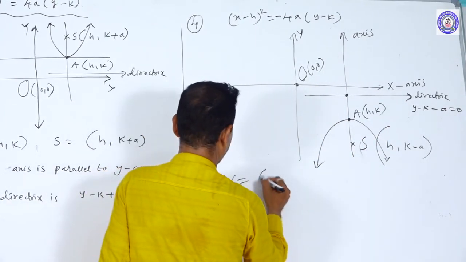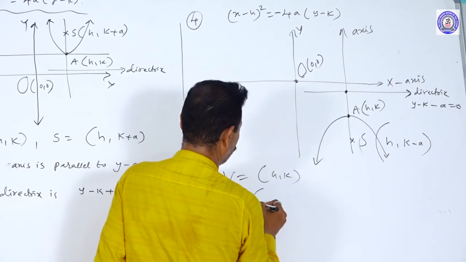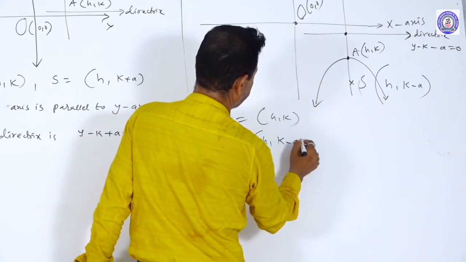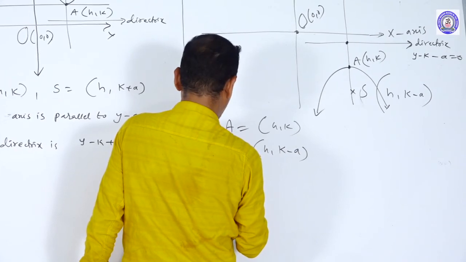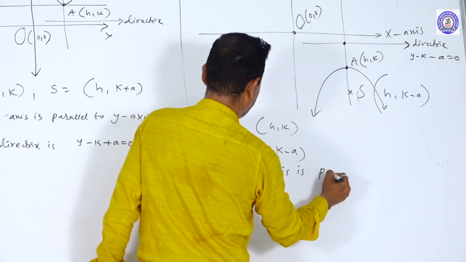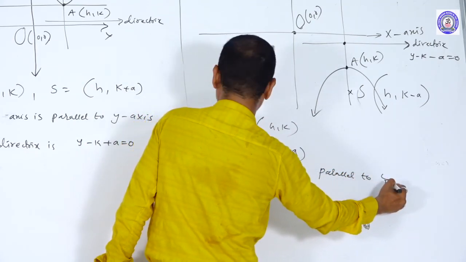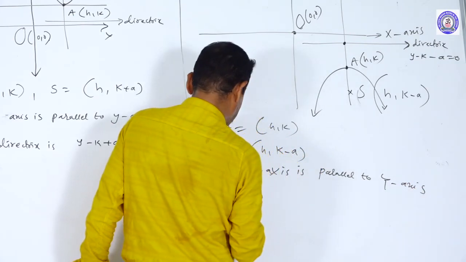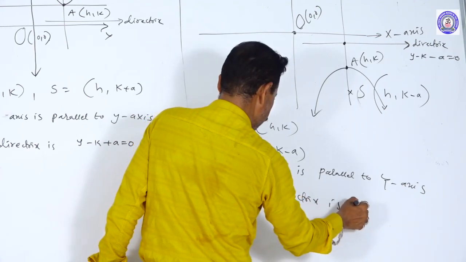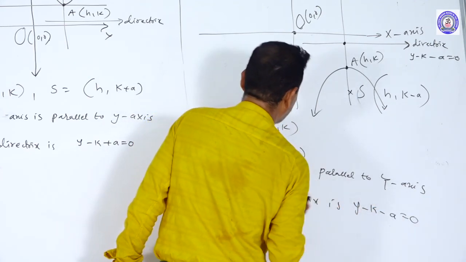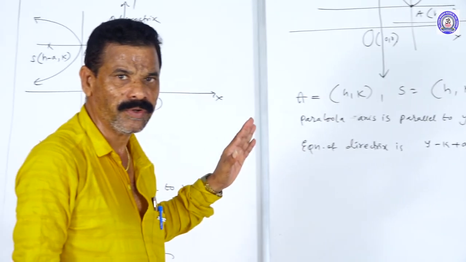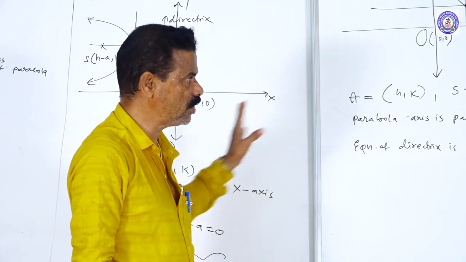So here V is equal to h comma k, S is equal to h comma k minus a, and the parabola axis is parallel to y axis. The equation of the directrix is y minus k minus a is equal to 0. These are the four forms if the origin is shifted to h comma k. These are also standard forms.